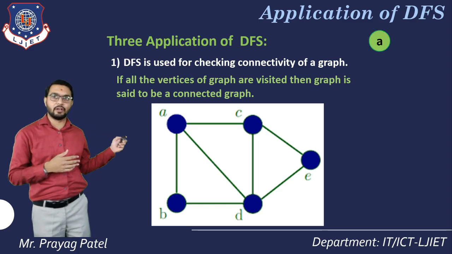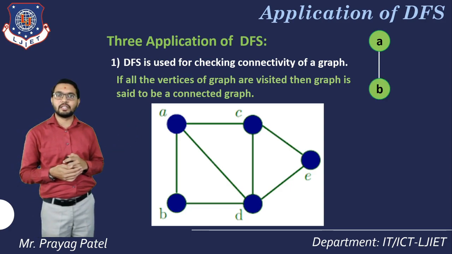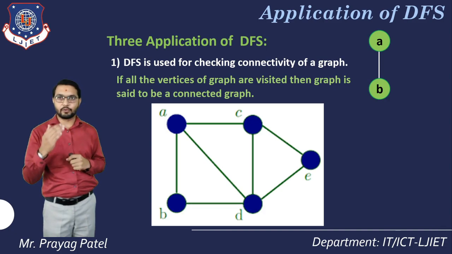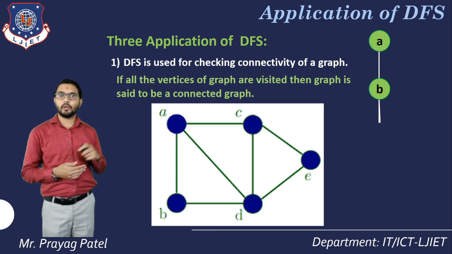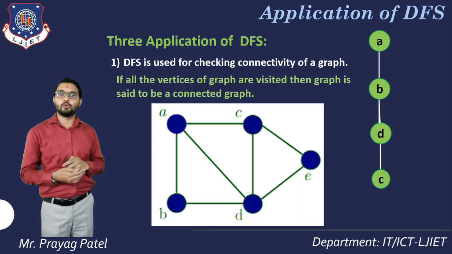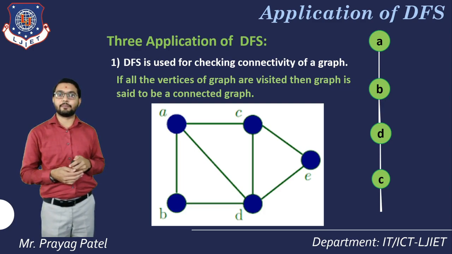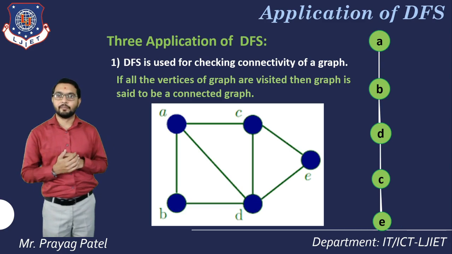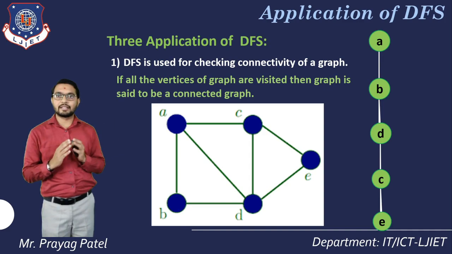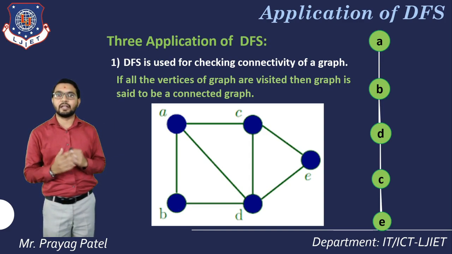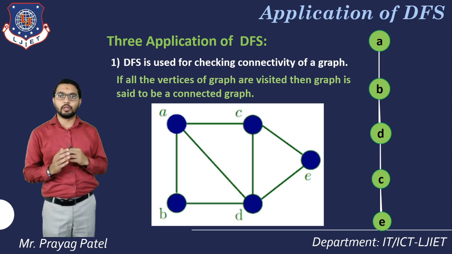So consider node by node. First consider node A. Then visit the next node B, means from A to B. Then from B only one path is available, from B to D. Next path is from D to C, then C to E. So this is a path, or DFS tree. In this tree, each and every node is connected or covered. So we can say that this graph is a connected graph. So connectivity of a graph can be checked using the DFS algorithm.